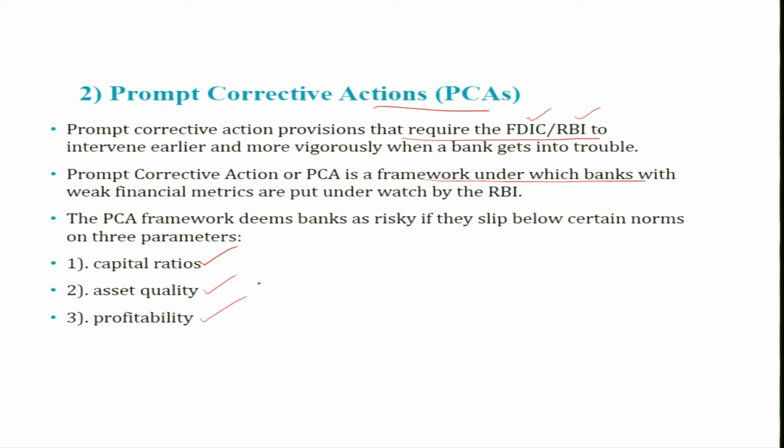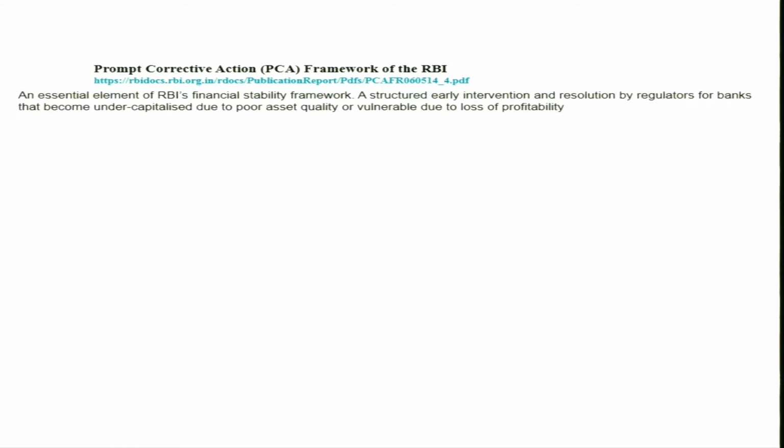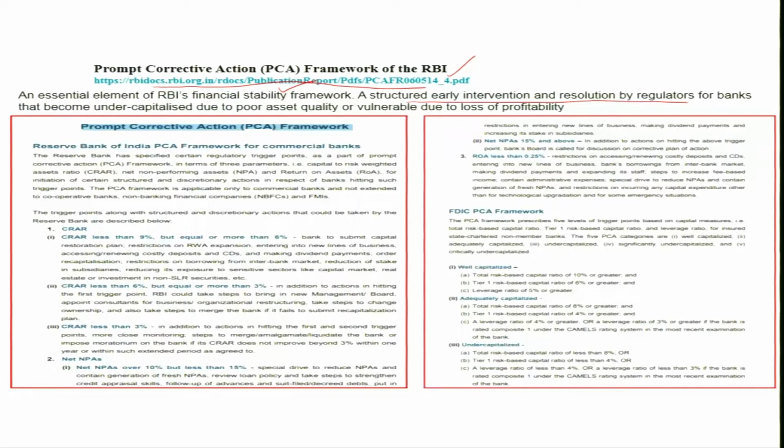So, let us now see the Reserve Bank of India's framework of PCA. The prompt corrective action framework is an essential element of RBI's financial stability framework. I would suggest you visit the RBI website, where you will get lots of information about the PCA framework. This is a structured early intervention and resolution by regulators for banks that become undercapitalized due to poor asset quality or vulnerable due to loss of profitability. I am putting here a screenshot of the PCA framework of the RBI.